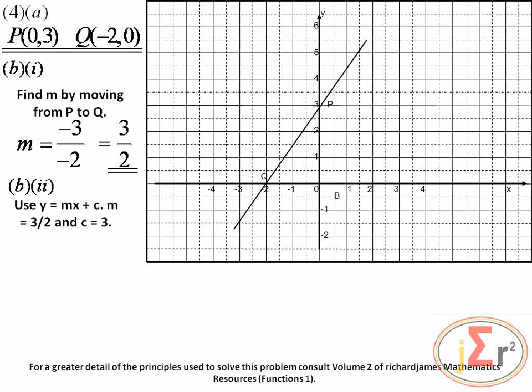The equation of a line is given in the general form y is equal to mx plus c. We have m, the gradient, which is 3 over 2, and we have c, which is where it crosses the y-axis, at 3. So it is going to be y is equal to 3 over 2 x plus 3, because m is the gradient and c is the y-intercept. No problem, y is equal to 3 over 2 x plus 3.